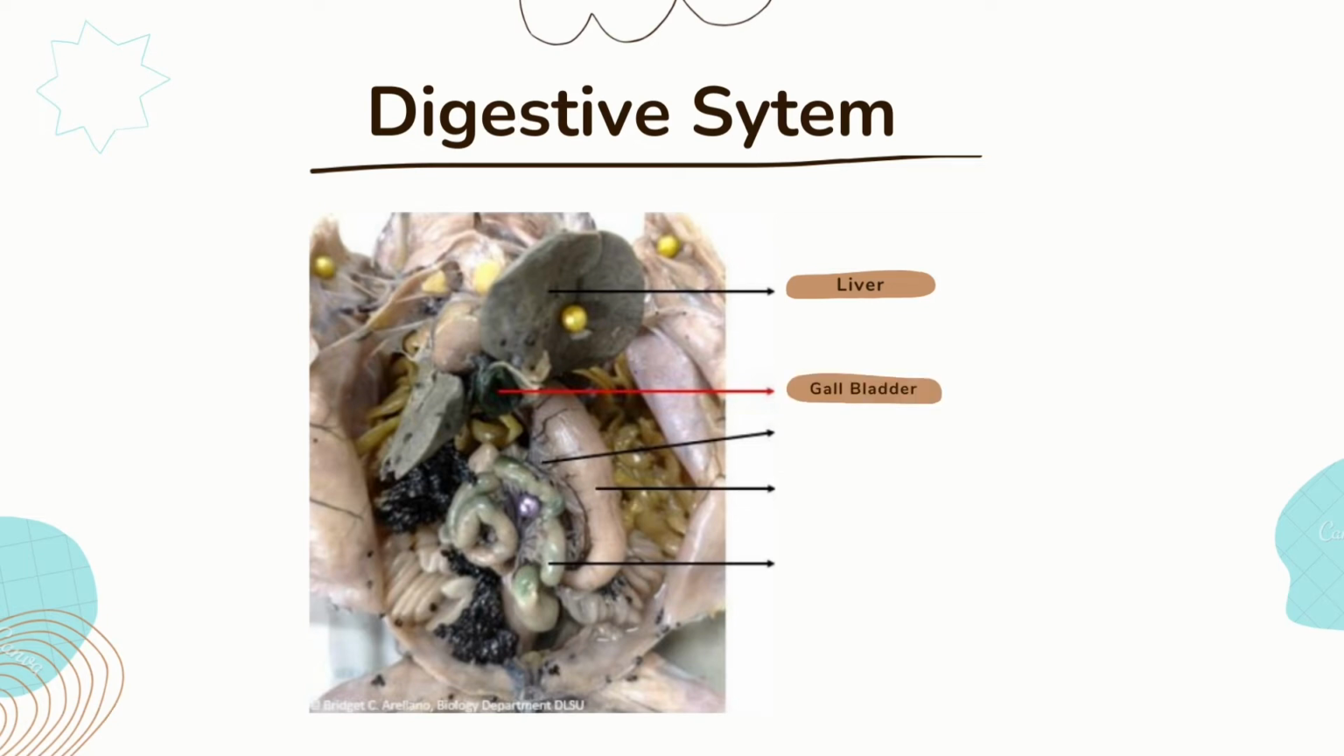The gallbladder stores the bile produced by the liver. Dorsal to the liver, we see a large tan-colored sac. This is the third pointed structure called the stomach, which is in charge of storing and mixing the food with digestive enzymes in order to start the process of digestion.